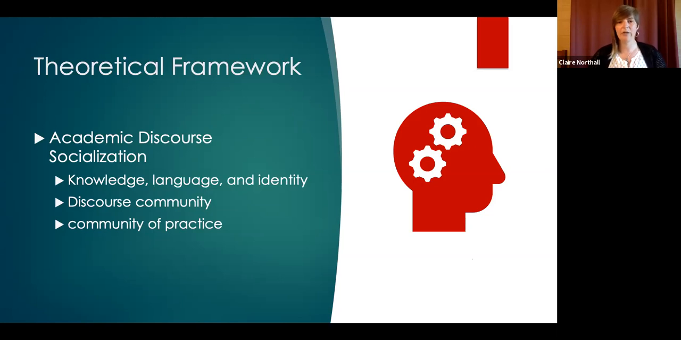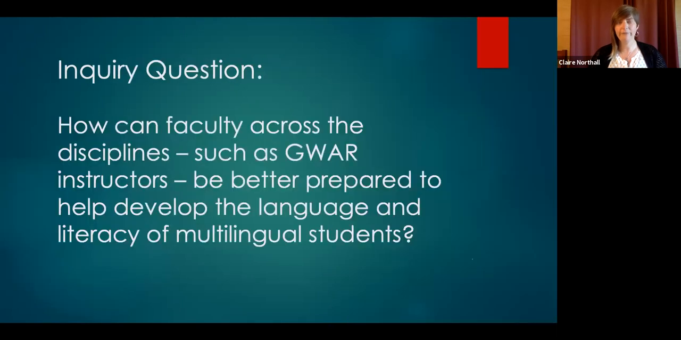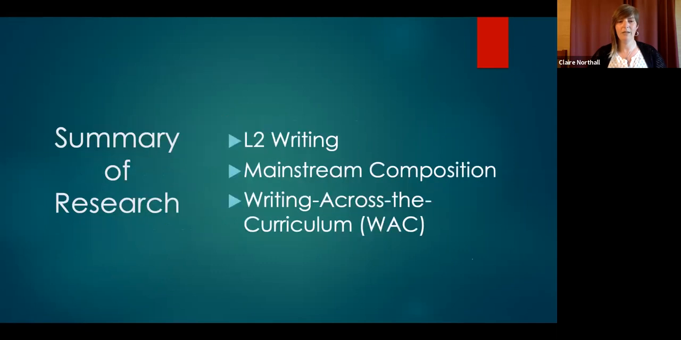This led me to my inquiry question. How could faculty across the disciplines, such as GWAR instructors and not just ESL faculty, be better prepared to help develop the language and literacy of multilingual learners? My literature review draws from 3 bodies of research: L2 writing, mainstream composition, and writing across the curriculum research. As I explored the issue of supporting multilingual writers in academic writing across the discipline, I found these key points.